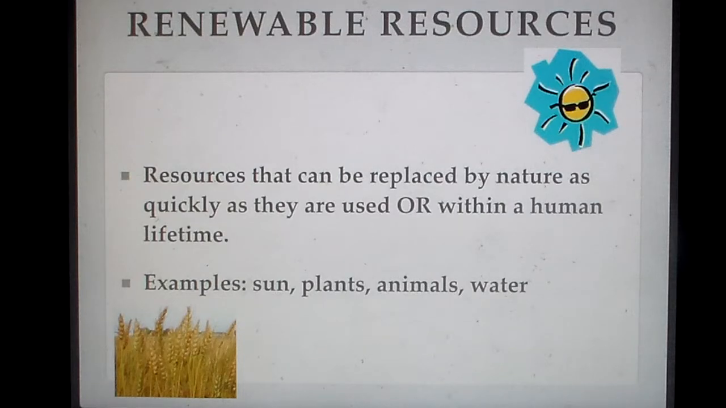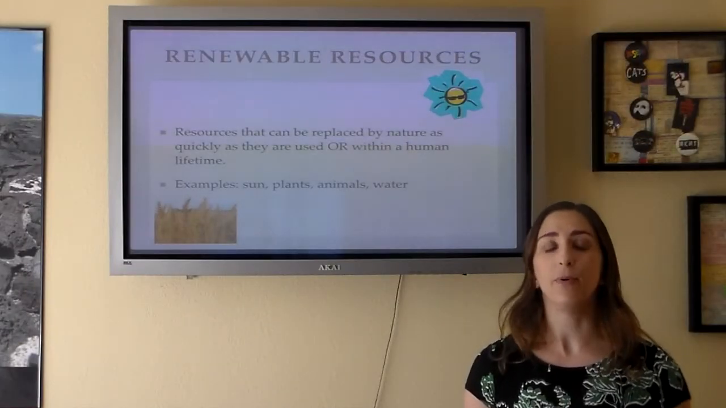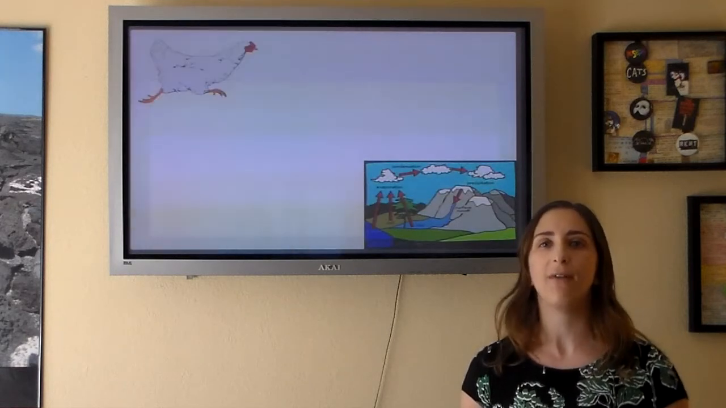I want to also make sure it's clear that it's being replaced by nature and by natural processes. So humans are not making something in a factory or in a laboratory. These are things that when we use them, the earth through natural processes will be replaced quickly or within 70 to 80 years. So let's look at some different examples of renewable resources just so we have a variety to talk about.